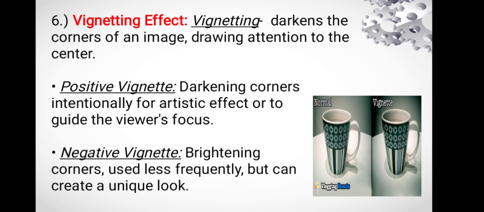Positive vignette. When you apply a positive vignette, you intentionally darken the corners of the image. This technique is commonly used for artistic effect or to guide the viewer's focus towards the central part of the photo. Positive vignetting can create a sense of depth and direct the viewer's attention to the main subject of the image. It's often employed to enhance the composition and draw the viewer's gaze to the center of interest.